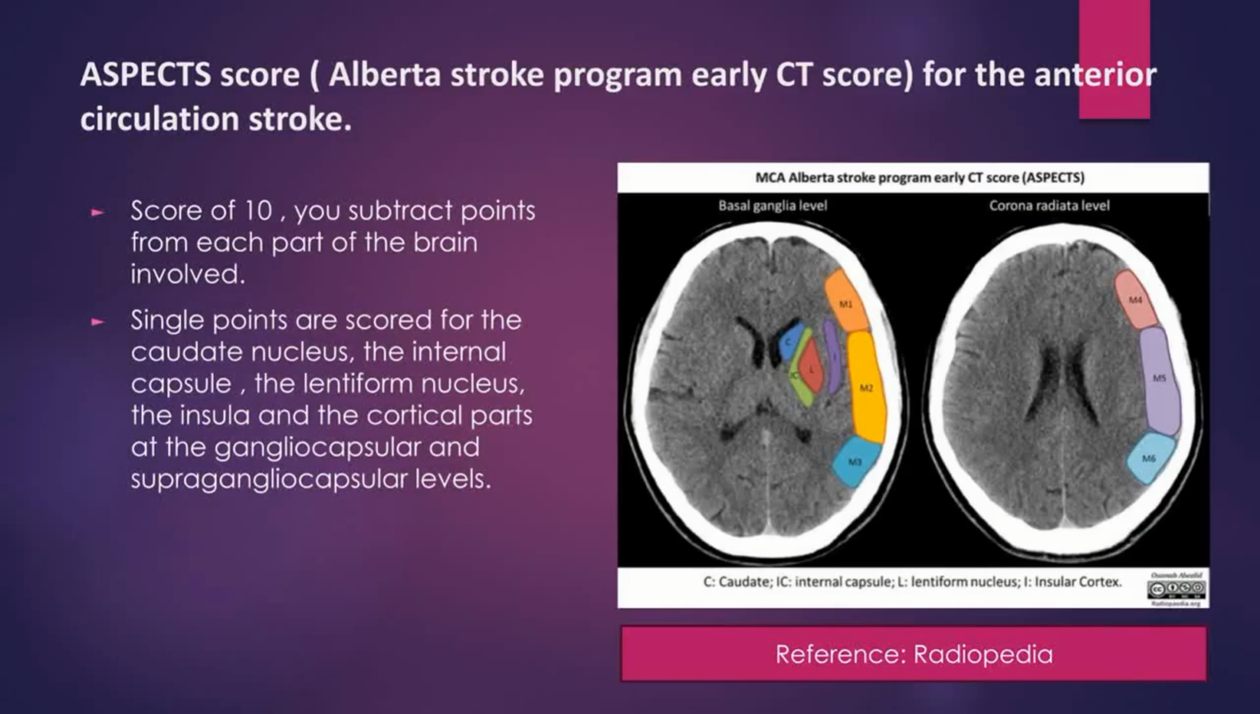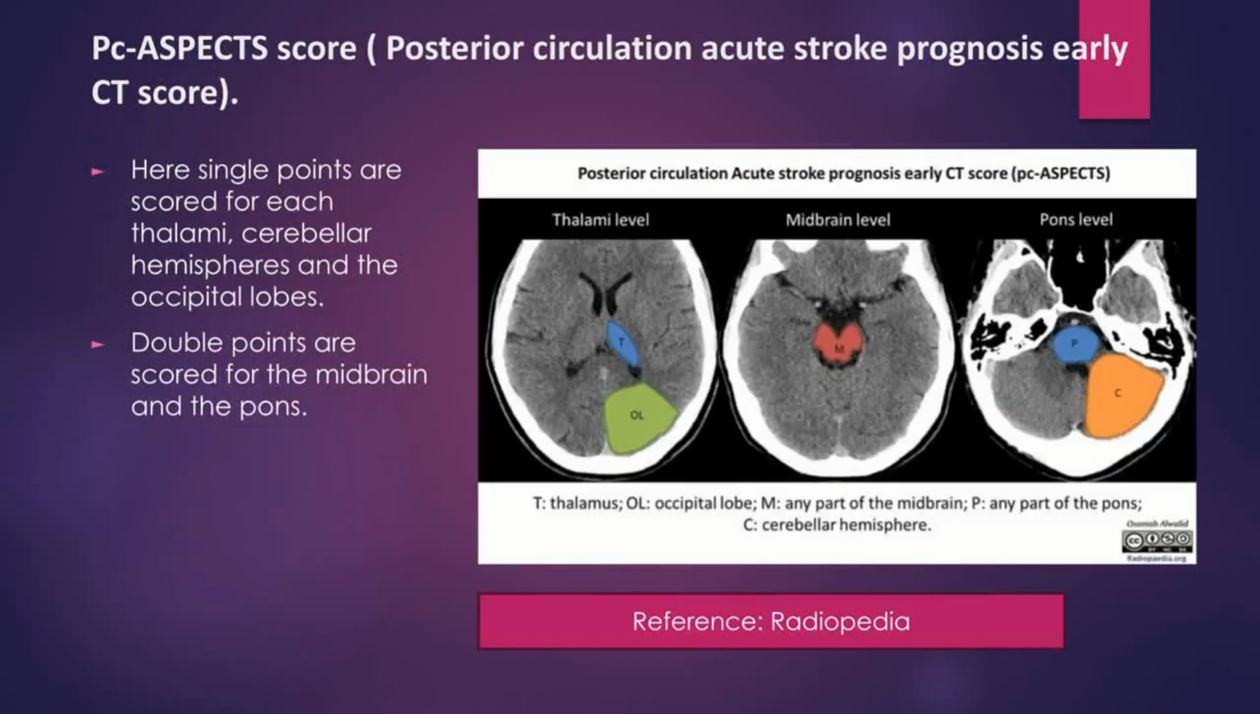ASPECT score is a score of 10. You subtract points from each part of the brain involved. Single points are scored for the caudate nucleus, the internal capsule, the lentiform nucleus, the insular and the cortical parts at the ganglio-capsular and supra-ganglio-capsular levels. A lower ASPECT score indicates a severe stroke. In the PC-ASPECT score for posterior circulation stroke, we subtract the points according to this displayed image.